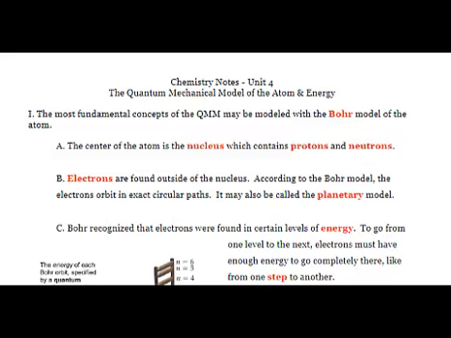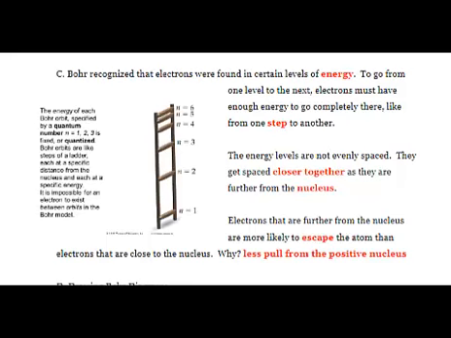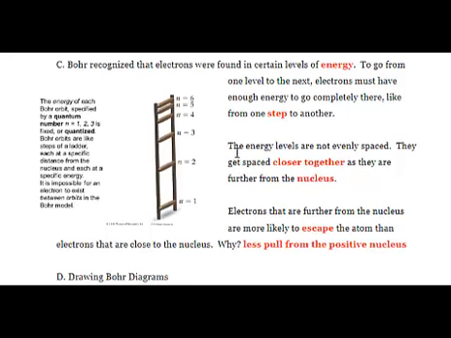Letter C, Bohr recognized that electrons were found in certain levels of energy. And to go from one level to the next, electrons must have enough energy to go completely there, like from one step to another. So you see this picture here of this ladder. If you consider the base here, like the floor, would be the nucleus, and there's no energy directly in there. But each step here, n equals 1, n equals 2, n equals 3, those are just different levels of energy. So Bohr said that the further away from the nucleus, the higher the energy level was.